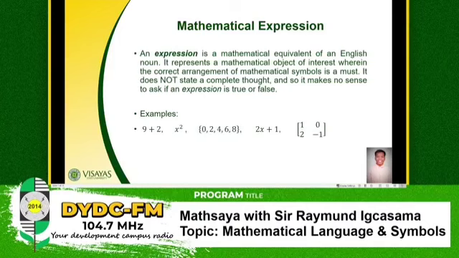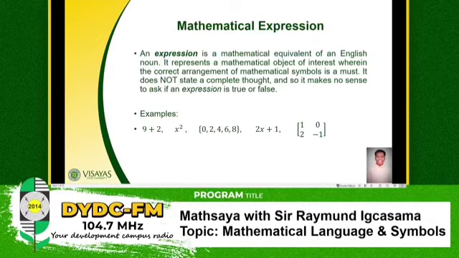9 plus 2. Now, if I am going to ask you whether 9 plus 2 is true or false, it could give you confusion, because 9 plus 2 is only an expression. Therefore, since it is only an expression, it cannot be answered by true or false. X squared: it cannot be answered by true or false because it is only an expression.